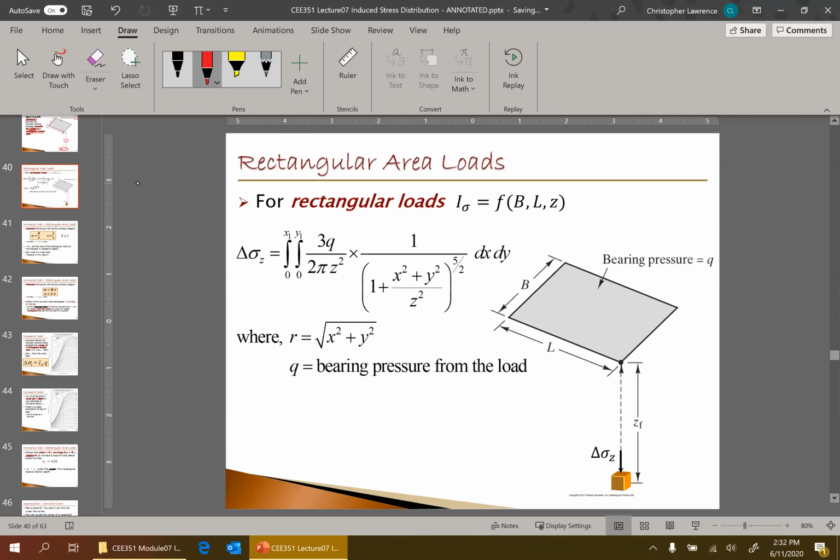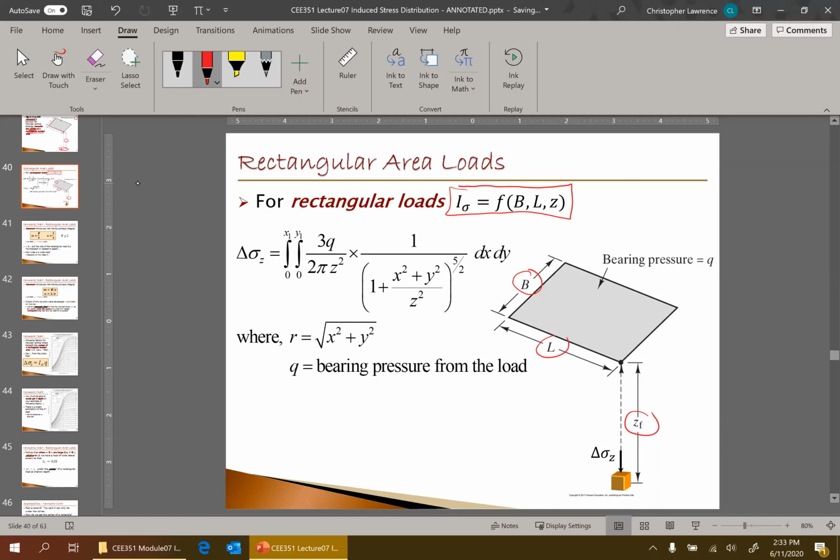Again, integrating with respect to both x and y, it becomes a little bit of a mess. We took that point load and integrated with x and y. The result, Newmark then, that influence you can recognize as a factor of the depth, but also the length and the width of the rectangle. In those other cases, it was only two variables. In this case, we have three variables.